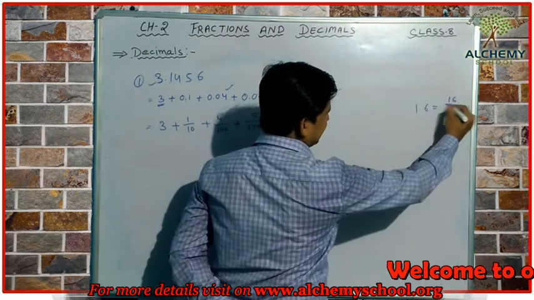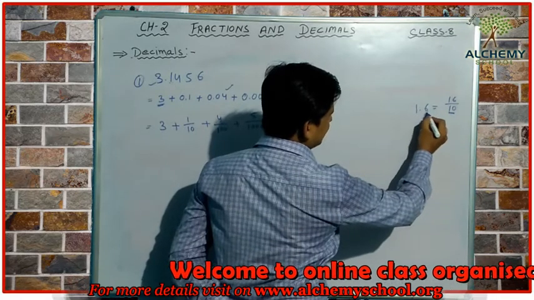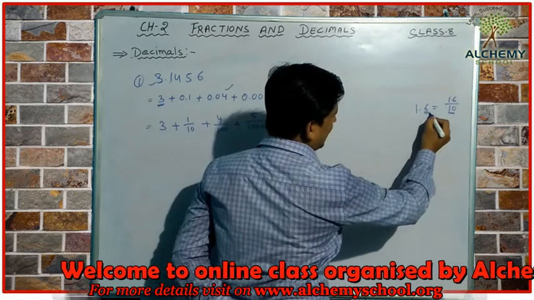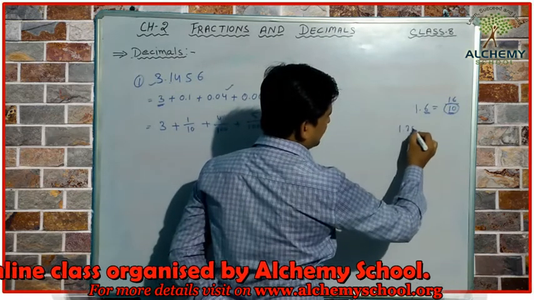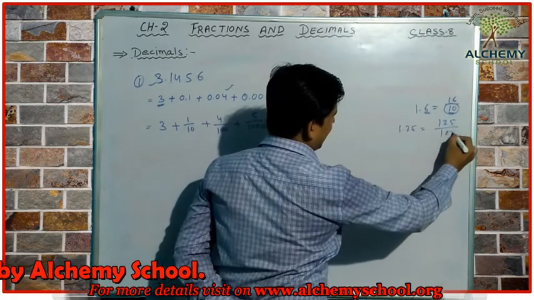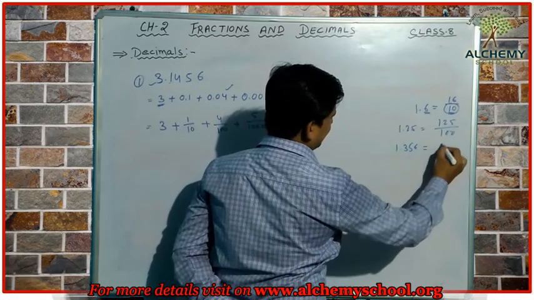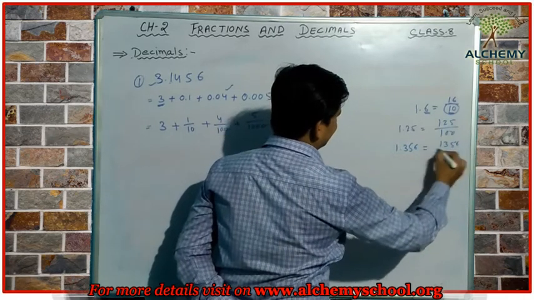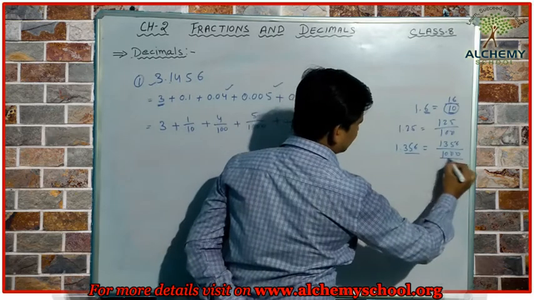write 16 upon 10. Why 10? Because after the decimal point we have only one digit, so we will write only 10. If we have 1.25, it can be written as 125 upon 100. If we have 1.356, we can write 1356 upon 1000. So here 3 digits, so we have written 1000.